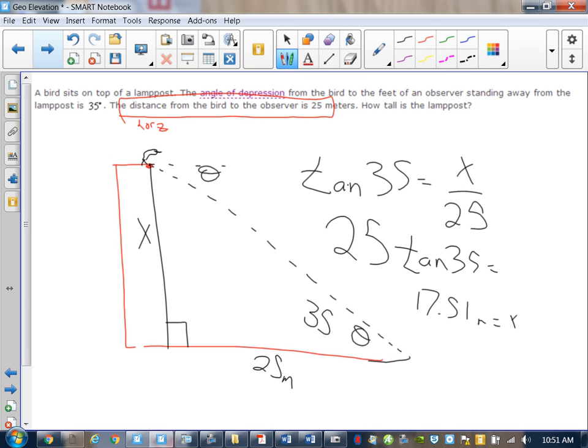It's actually a really tall lamppost if you think about it. A meter is just a little bit over 3 feet. So that's just under 60 feet tall. Yes, sir? Meters equals x in this whole.